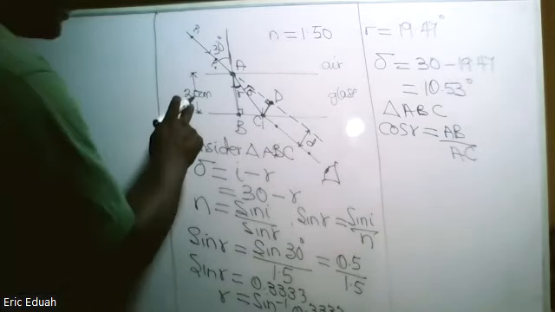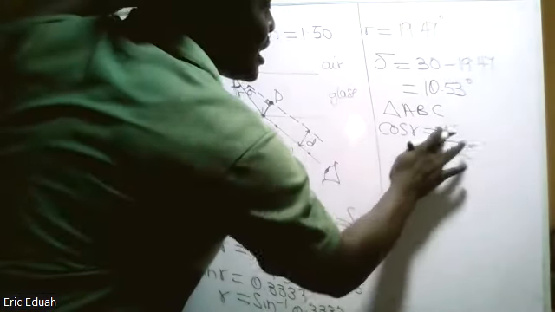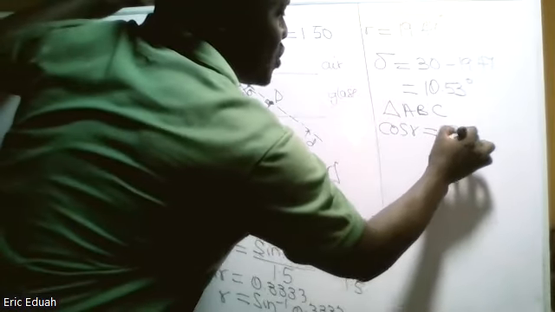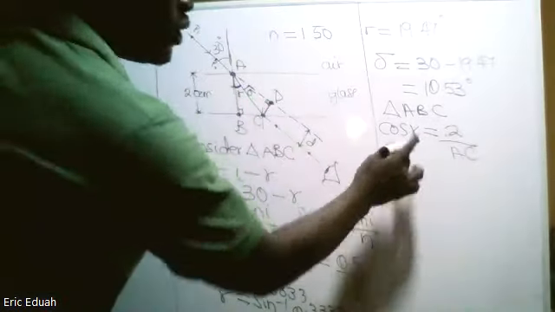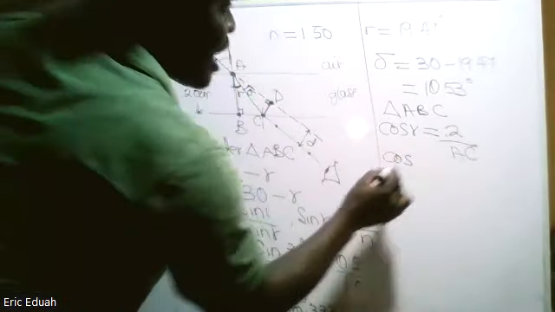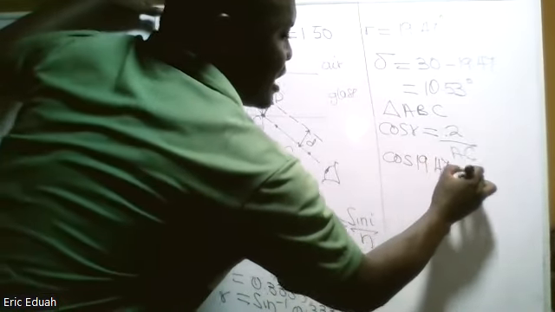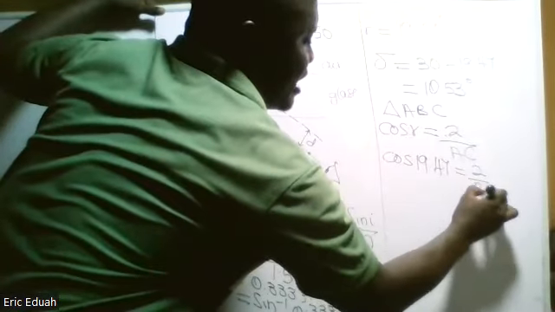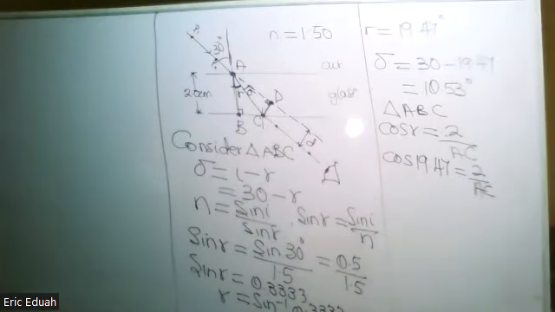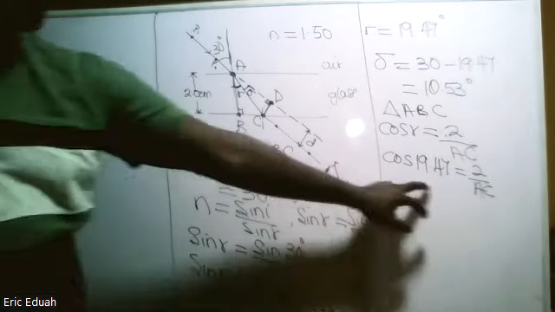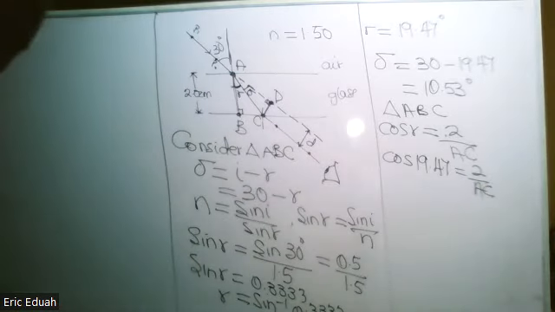Okay, AB is 2 centimeters. So let's put that there, 2 centimeters. R we know. So cos of R, which is 19.47, is equal to 2 over AC. Of course, once we have all this, we can find AC.